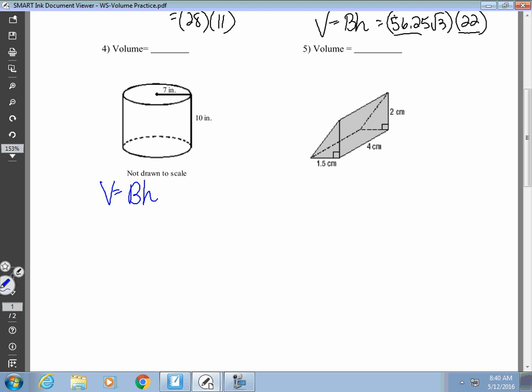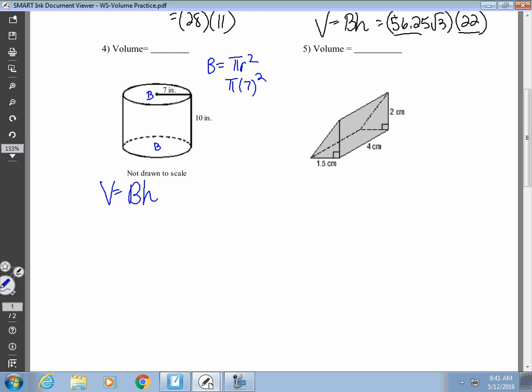B is gonna be what? The circles. Okay, so our two circles are our base. So how are we gonna find our B now? Pi r squared. Okay, pi r squared. Leave pi in your answer. Keep the pi in your answer. We need the radius. Do we have our radius? Yep.